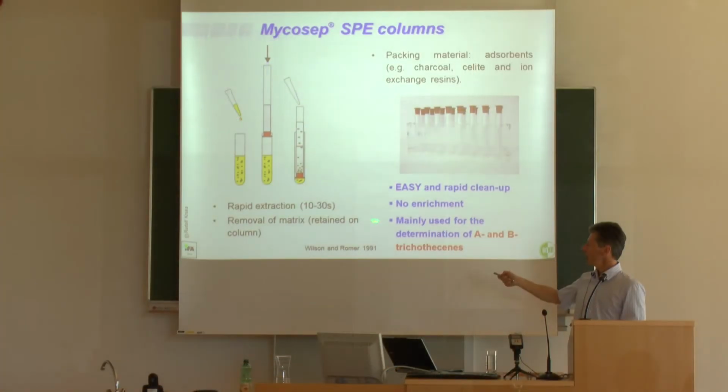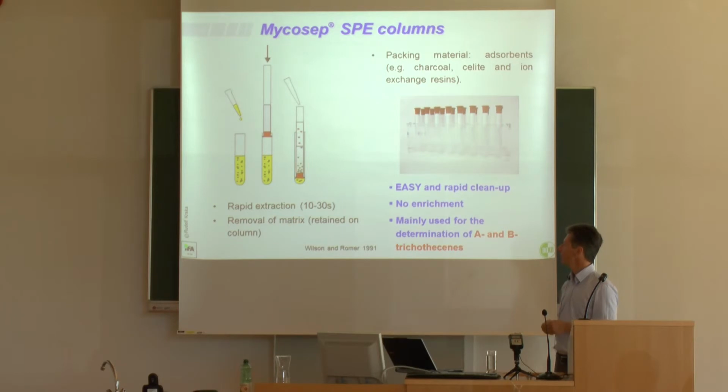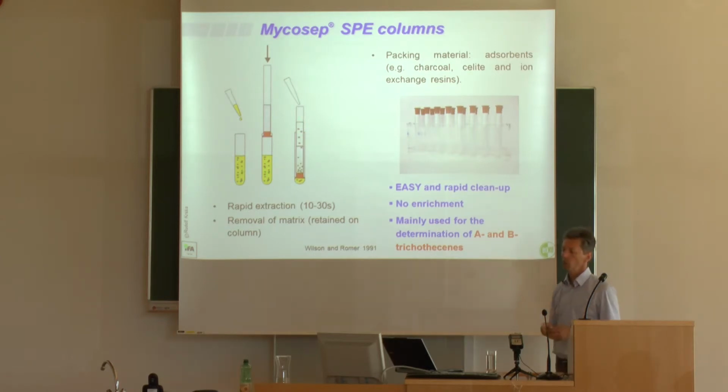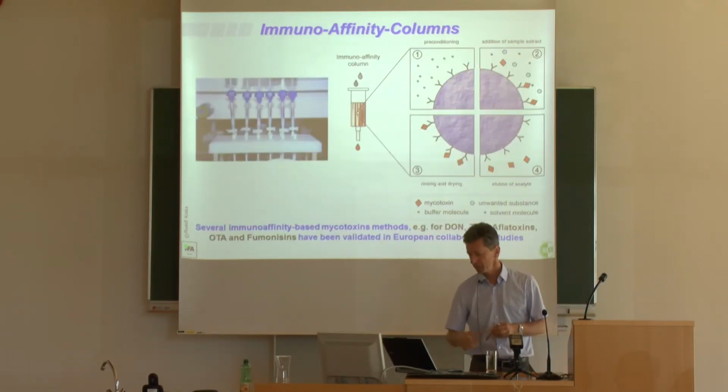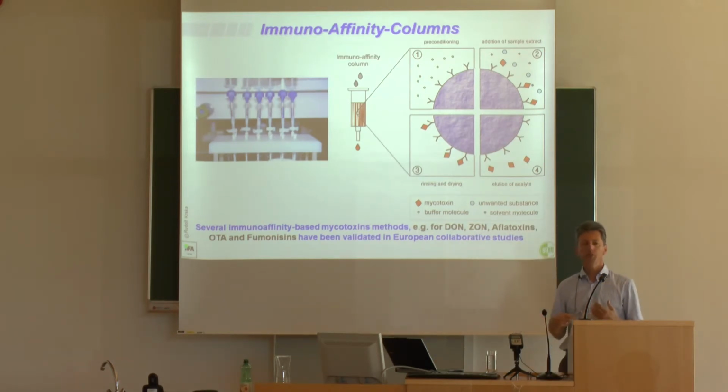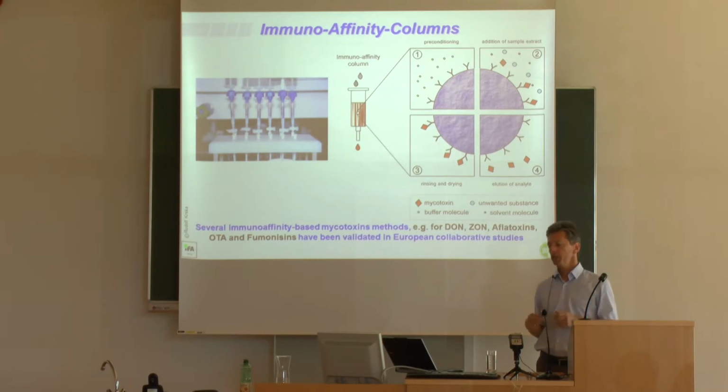Rapid extraction in less than half a minute. Removal of the matrix, however, is mainly restricted to trichothecenes, and there is no enrichment, because you just push through and you've got the same concentration of the mycotoxin in this tube as at the top of the column. That is why, to increase the specificity, or more precisely the selectivity, in combination with purification and enrichment of the component, immunoaffinity columns have been developed.